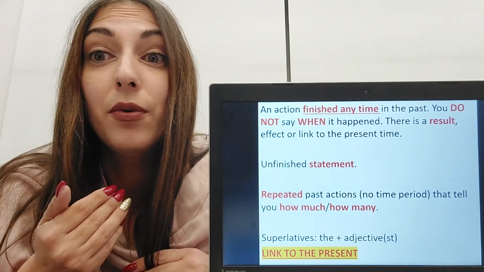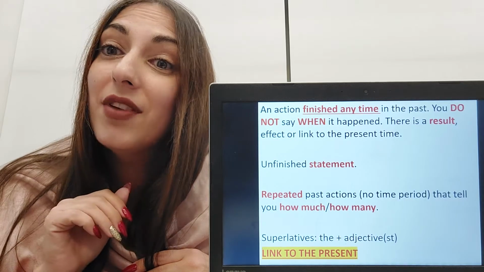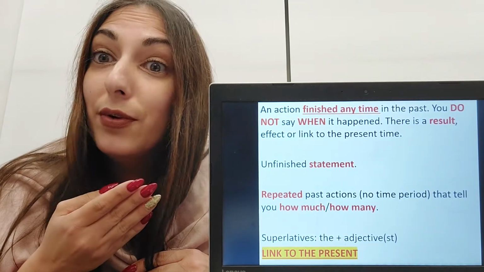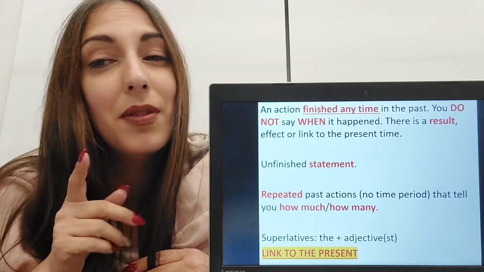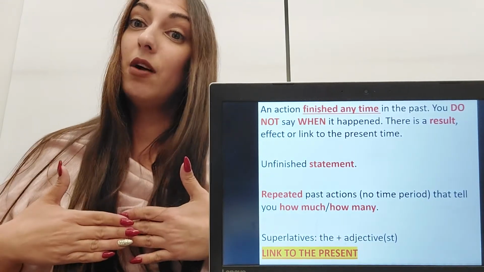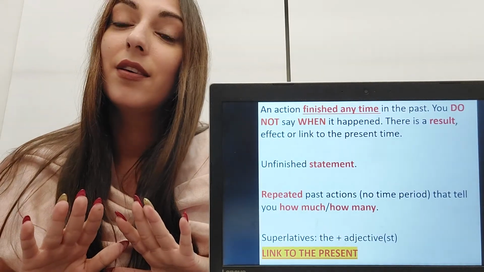If you offer me food, I say, no, thank you, I have eaten. This means at some point in the past, I had some food. I don't want to tell you when, but the important link to the present is, I'm full now. Right now, I don't want to eat anything.